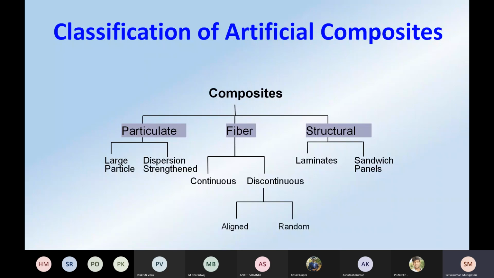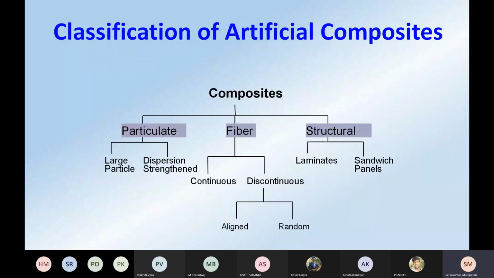And aligned or random refers to how exactly the fibers are aligned in the matrix, either a polymer matrix or a metal matrix. If they align properly, that is called an aligned discontinuous fiber based composite. And if they don't align properly, in a random manner, the fibers are randomly dispersed in the matrix, and that is called a randomly dispersed fiber reinforced composite. And structural means they have different layers, like sandwich structures. One layer could be matrix, and another layer will be filled by these fillers, and then the next layer will be matrix again, like multiple layers.